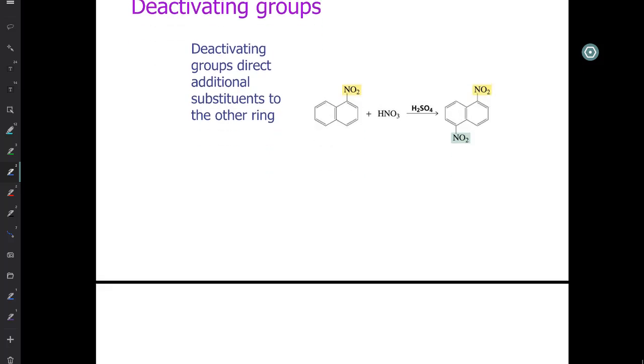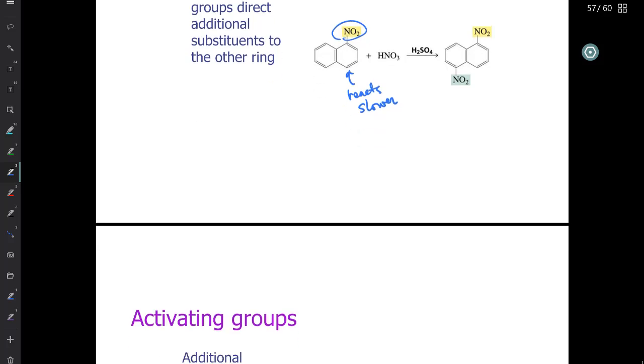So here's an example of a deactivating substituent. Right, remember that slows the overall reaction down. On the ring it's attached to, this ring reacts slower. And as a result, it'll add to the other ring, but in the position which is kinetic, that is the faster of the 2 positions.